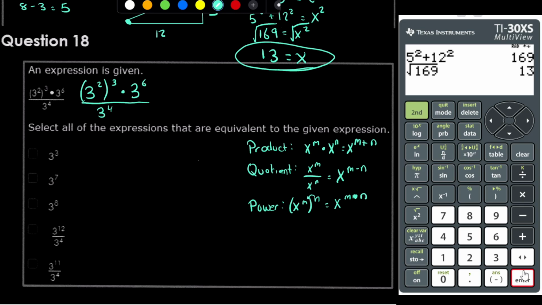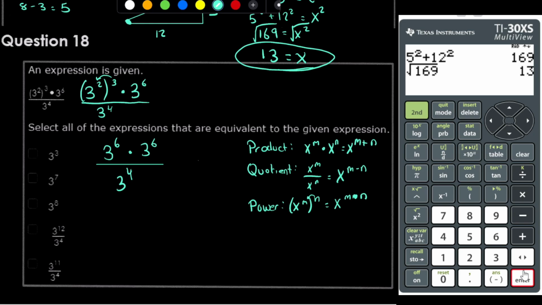Okay? And what this is asking you to do is use your exponent rules. Remember, you want to go in order of operations order, so go one step at a time. We have 3 squared raised to the third, so we're going to multiply our exponents. That's 3 to the 2 times 3, which is 6, times 3 to the 6, over 3 to the 4.